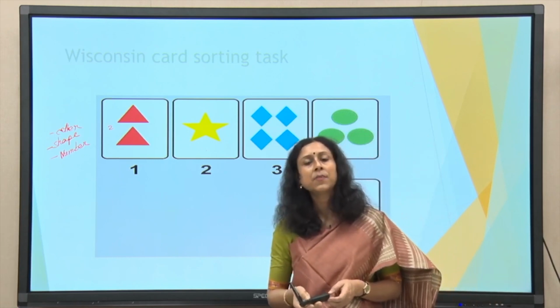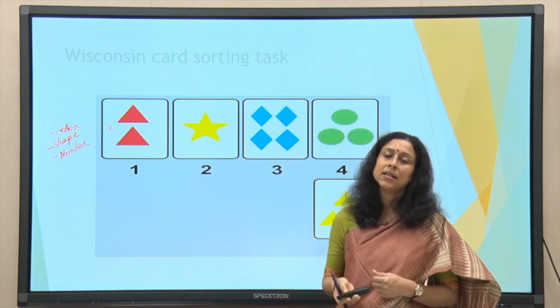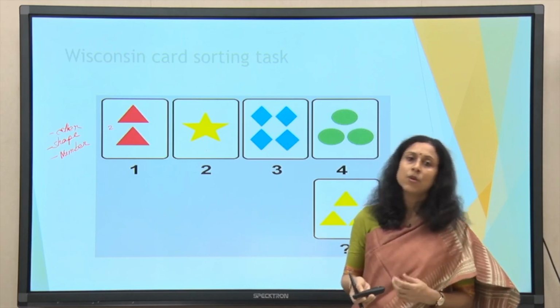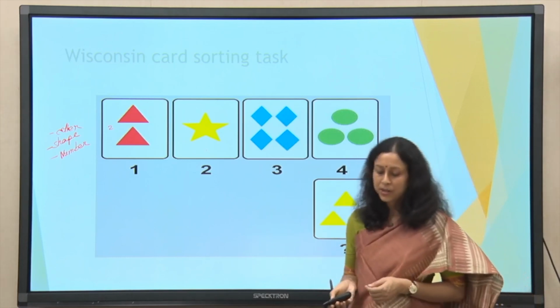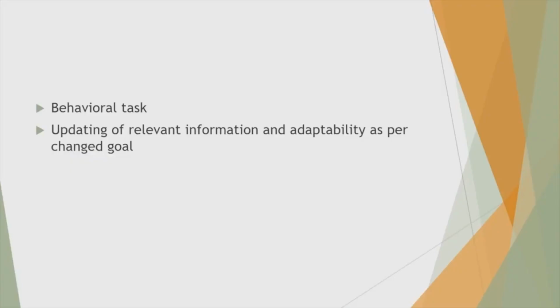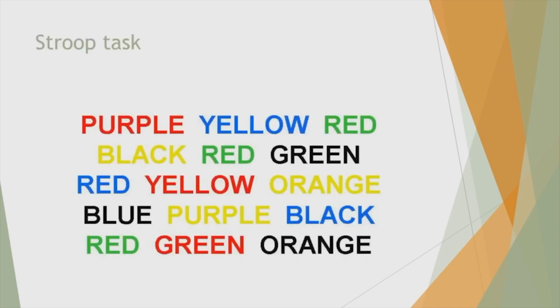The success of the participants in this game depends entirely on how flexible you are, how quickly you adapt to the new rule that has been brought into the game. Basically, updating of relevant information and adaptability as per the changed goal is what the Wisconsin card sorting task looks at. This is used for both children as well as adults in various task conditions. So, this is again a very important aspect of executive control. This is the famous Stroop task.